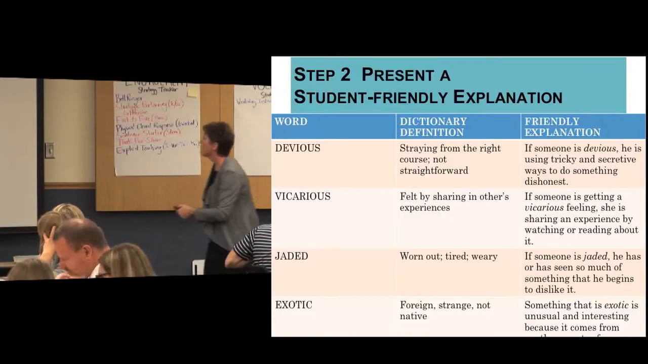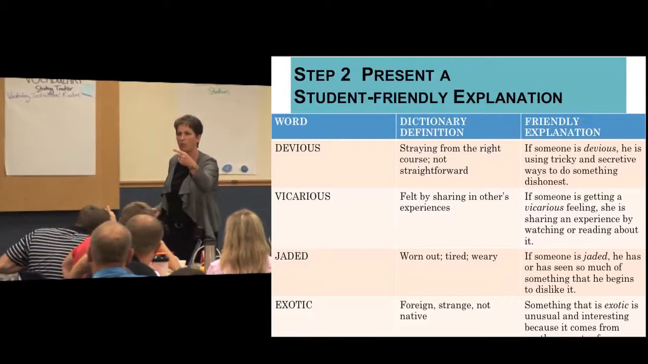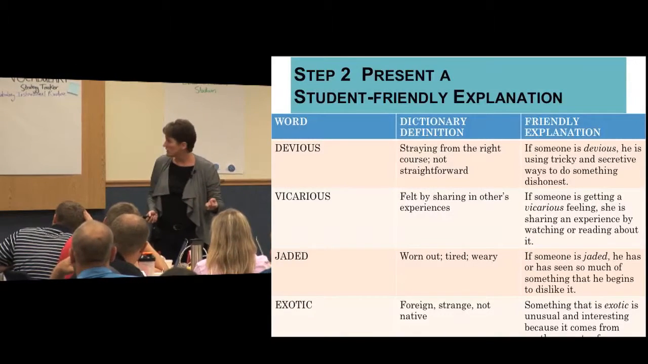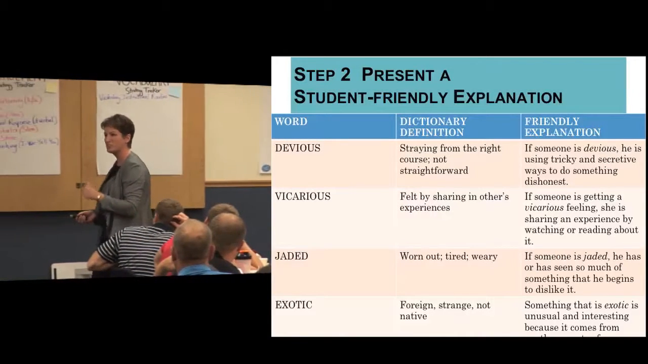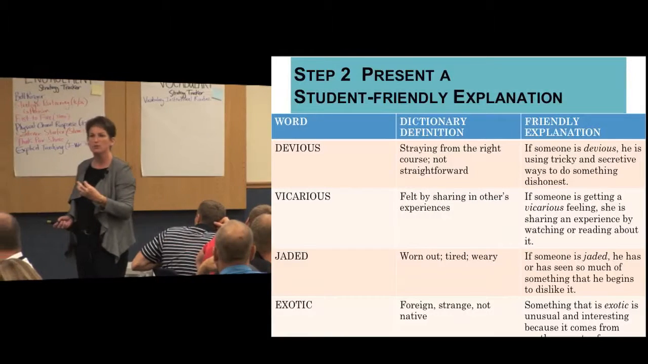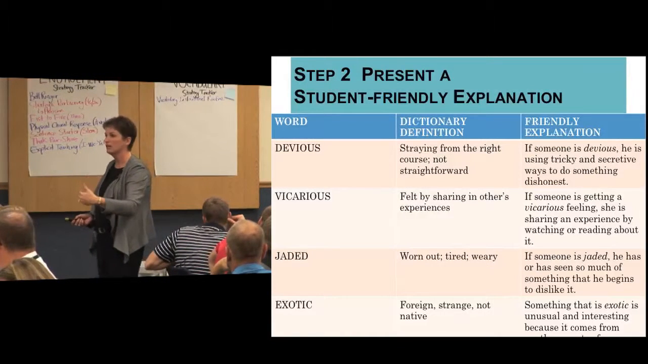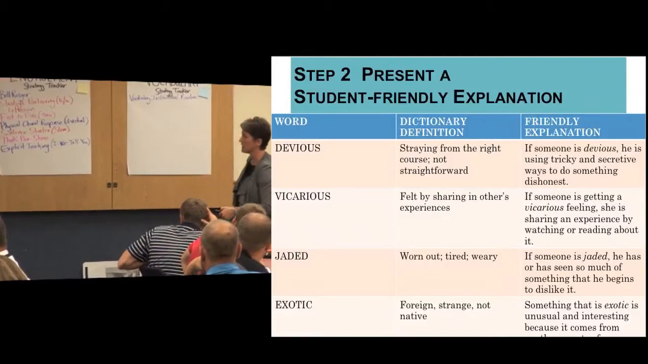So this is the key point in the student-friendly explanation. I'm using words like someone, something. So if someone is devious, he's using tricky and secretive ways to do something dishonest. So I'm describing the word devious in my student-friendly explanation. I'm not just saying someone is devious, okay? I'm restating it. Vicarious, same way.